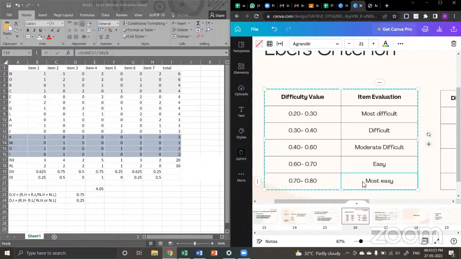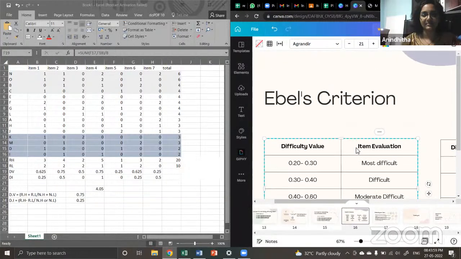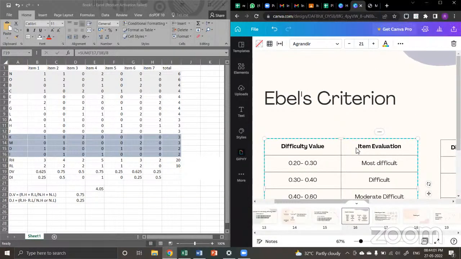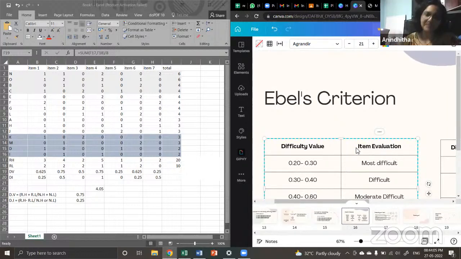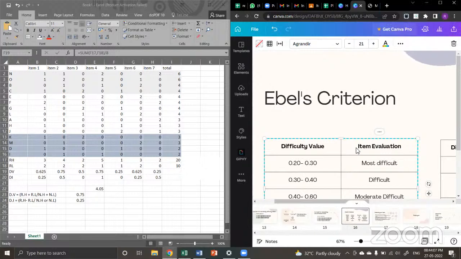Can you scroll a little on the canvas screen? What is that? The top, your title? What title you gave? Abel's criterion. Abel's criterion. Okay. Yeah. So this is the algorithm name, right? This is essentially the interpretation alone. Interpretation. Okay. Yeah. Okay. Thanks.